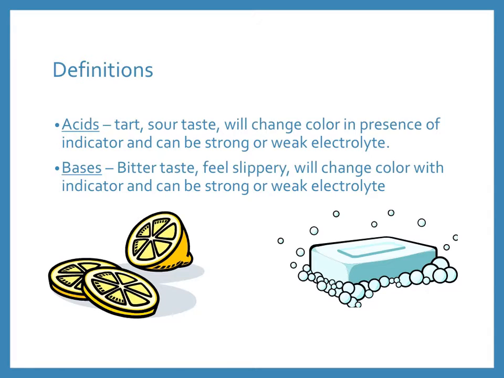When you put an acid into a solution, it's going to break up into two components. Typically one of them has an H plus and then the remainder is the negative ion. Bases have a bitter taste. They can feel slippery, kind of like soap. They will also change color in the presence of an indicator and be a strong or weak electrolyte. A base, when it dissolves in water, breaks up into ions as well, and it will usually form an OH, but not always. And then you have some other part, usually a metal cation, with it.